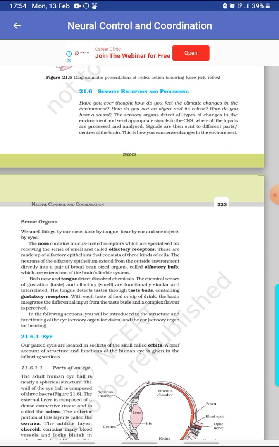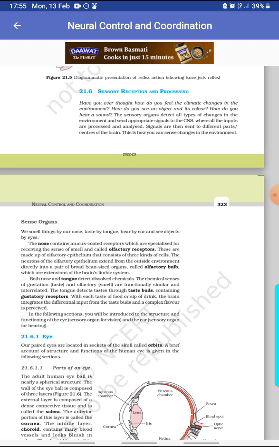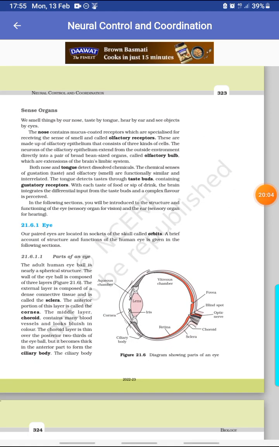Sensory reception and processing. Have you ever thought, how do you feel the climatic changes in the environment? How do you see an object and its colors? How do you hear a sound? The sensory organs detect all types of changes in the environment and send appropriate signals where all the inputs are processed and analyzed. Signals are then sent to different parts or centers of the brain. This is how you can sense changes in the environment. Let's begin with sense organs.